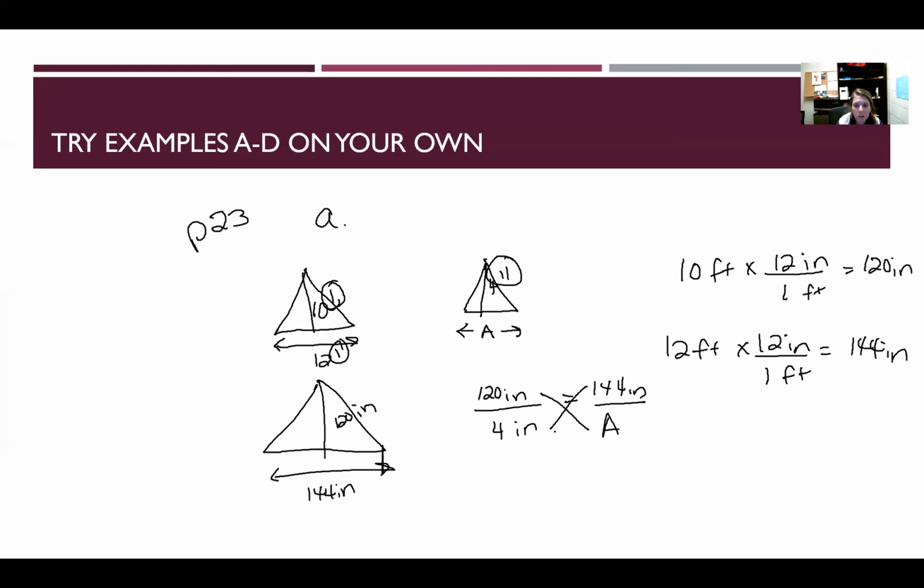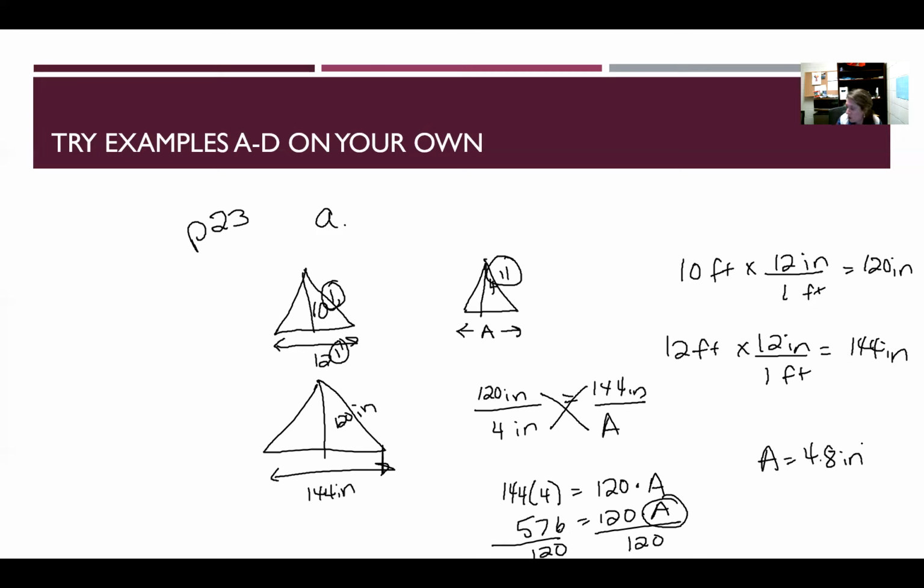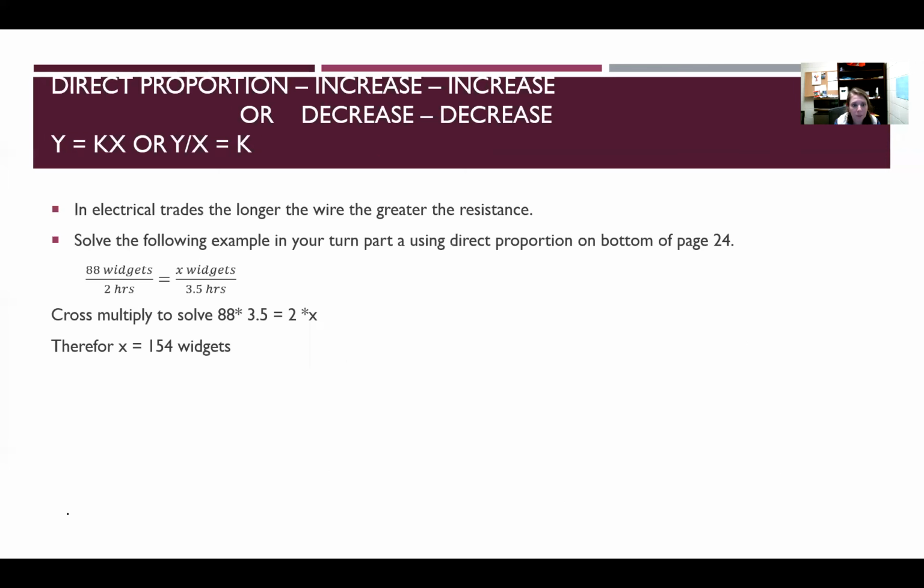And then we cross multiply here. So 144 times 4 is equal to 120 times A. 144 times 4 gives you 576 equals 120 times A. Again, how do I get A by itself? We end up dividing by 120. And so you end up with A is a length of 4.8 inches. Okay. If you have your book, you can try the other example too, but if you don't, that's okay.